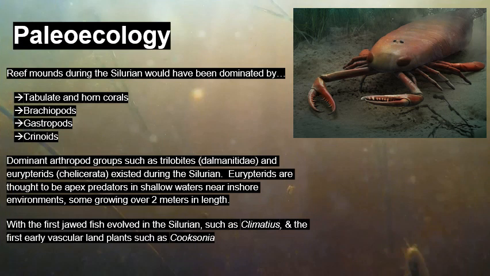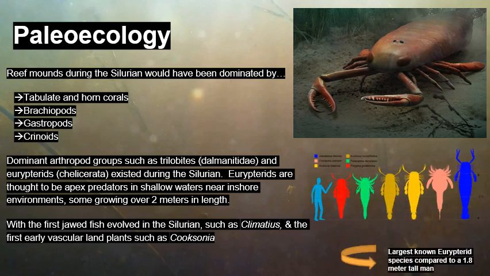Reef mounds would have been dominated by tabular and horn corals, brachiopods, gastropods and crinoids, with eurypterids and trilobites also being common arthropods. The first short fish evolved during the Silurian, such as Climatius, a small predatory freshwater species using its keen vision and speed to hunt smaller prey.